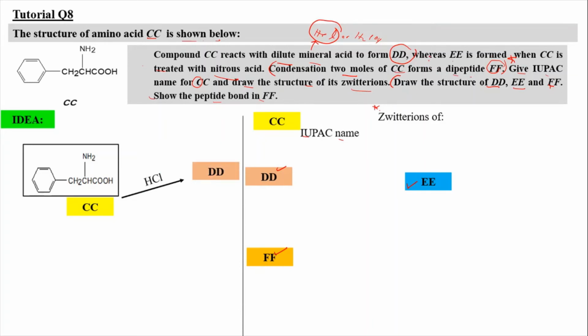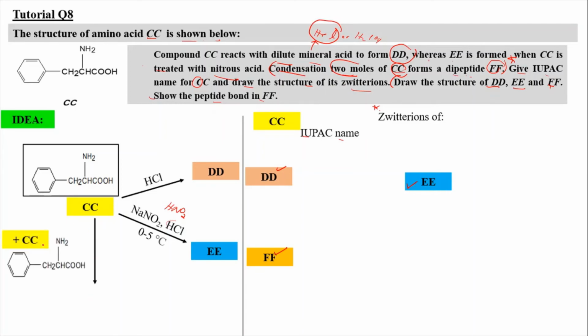Okay, whereas EE is formed when the CC is treated with the nitrous acid. So the nitrous acid is referring to the sodium nitrite with HCl at a very low temperature. Okay, so this is going to produce HNO2, which refers to the nitrous acid test. Okay, and then the condensation of 2 mole of CC forms a dipeptide FF. So CC is going to form FF when there is another mole of CC, because dia kata kat sini 2 mole. So 1 mole and then another mole, 2 mole of CC, and then this is going to produce a dipeptide of FF.